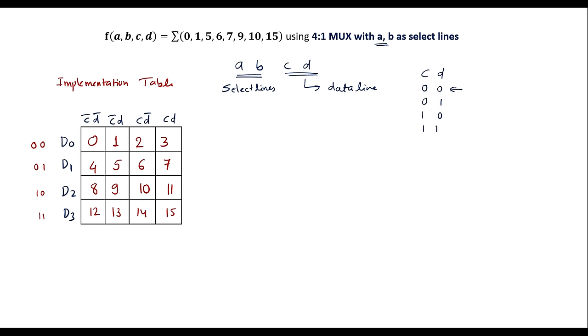So we have four variables. The possible numbers are 0 to 15. All of these we have written here. After this, for these min terms we have to put the circle: for 0, 1, put the circle; 5, 6, 7, and 9, 10, 15.